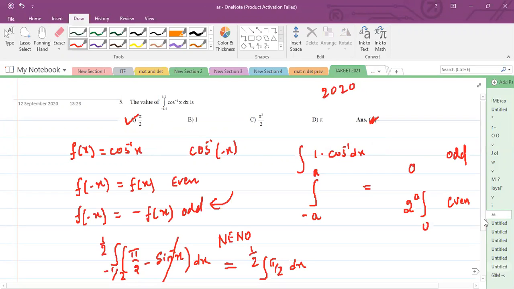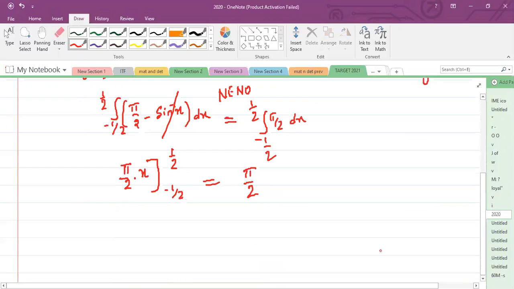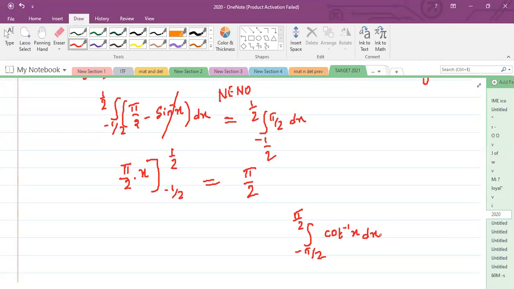In 2019, we have a similar question, that is integration from minus pi by 2 to pi by 2 of cot inverse of x dx. So both are exactly same. Here you need to convert this function as the integral from minus pi by 2 to pi by 2 of pi by 2 minus tan inverse of x dx, because tan inverse of x is an odd function.